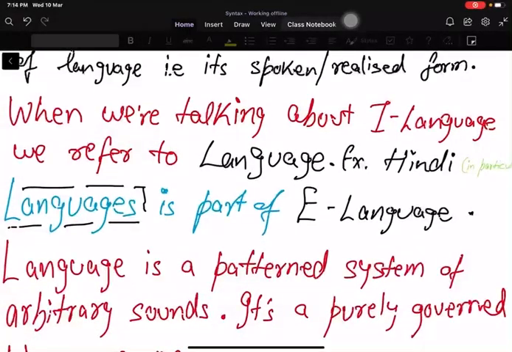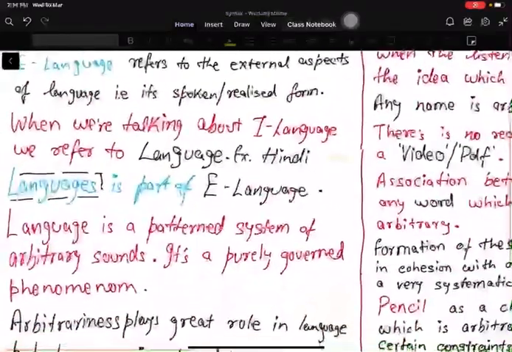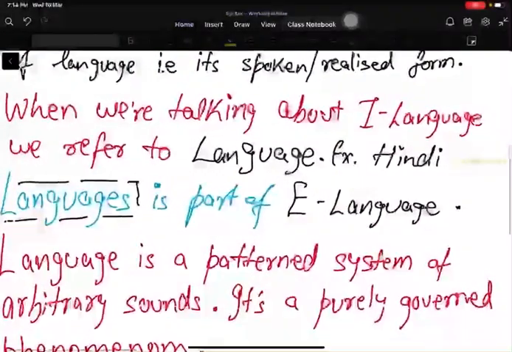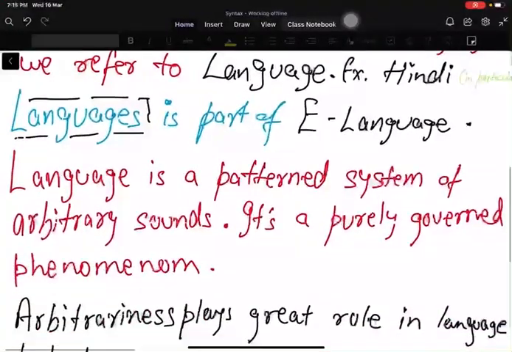When we are talking about I language, we refer to language. For example, the study of Hindi, the mechanism that goes on behind the functioning of the Hindi language in particular, is I language. So when we're talking about I language, we refer to language, not languages. Languages is part of E language.